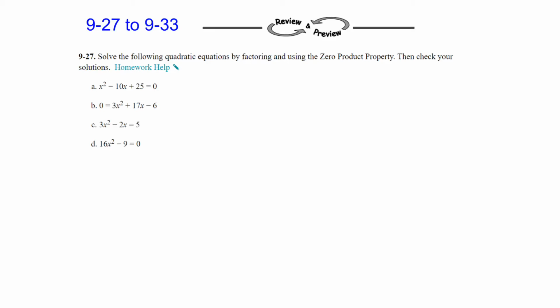Hello, welcome to Chapter 9, homework questions 27 through 33. Question 27. Solve the following quadratic equations by factoring and using the zero product property, then check your solutions.